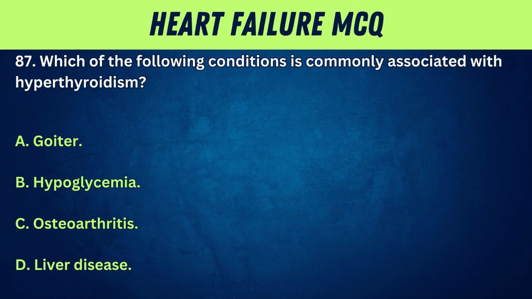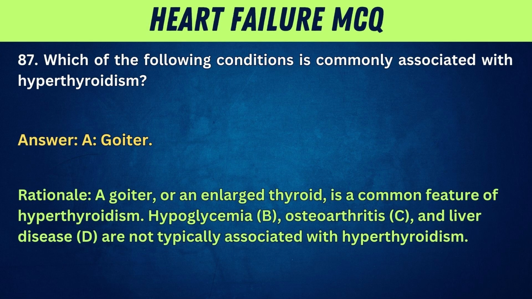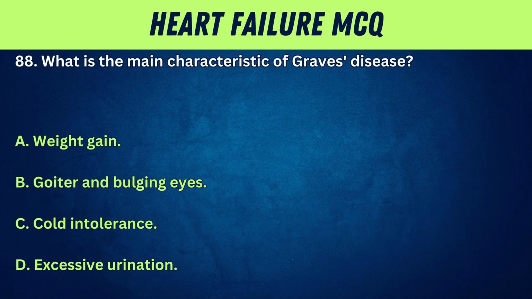87. Which of the following conditions is commonly associated with hyperthyroidism? A. Goiter. B. Hypoglycemia. C. Osteoarthritis. D. Liver disease. Answer: A. Goiter. Rationale: a goiter, or an enlarged thyroid, is a common feature of hyperthyroidism. Hypoglycemia, B, osteoarthritis, C, and liver disease, D, are not typically associated with hyperthyroidism. 88.